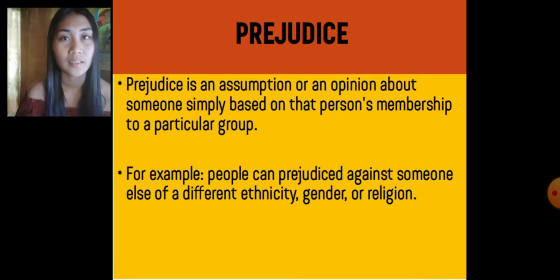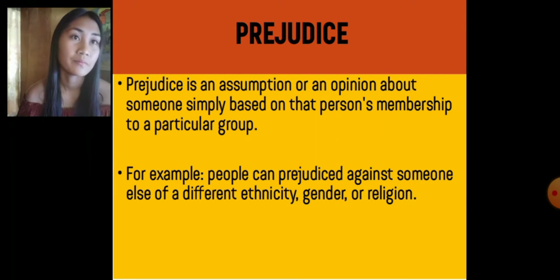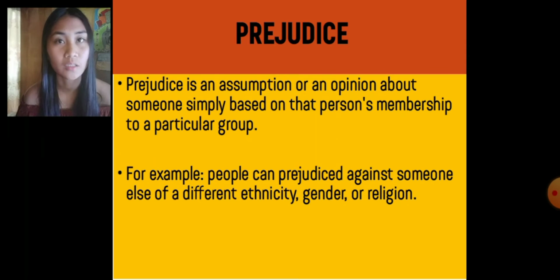Next is prejudice. Prejudice is an assumption or an opinion about someone simply based on that person's membership to a particular group. For example, people can be prejudiced against someone else of a different ethnicity, gender, or religion.